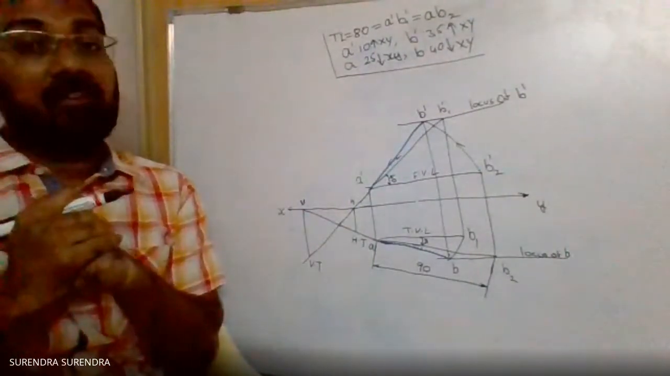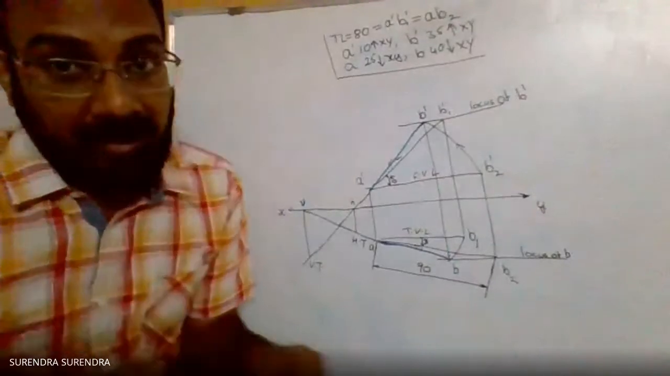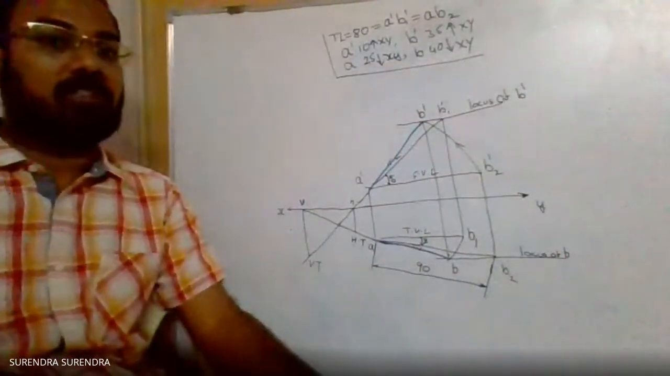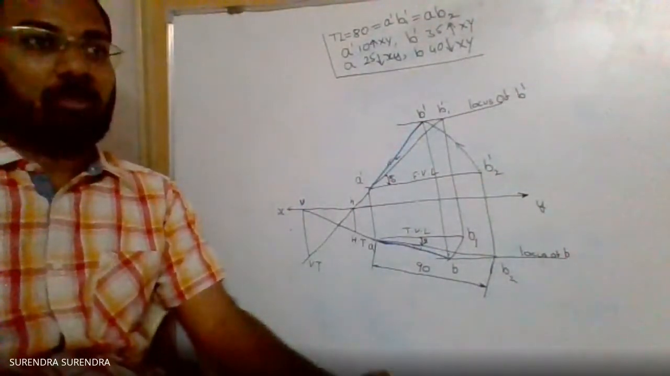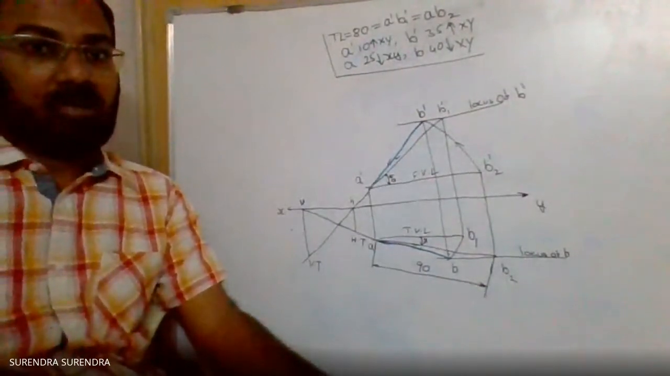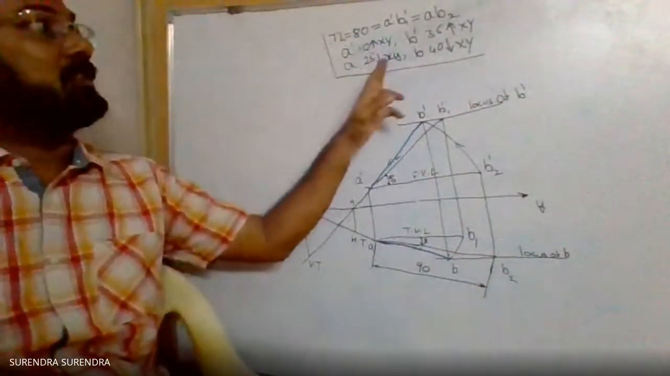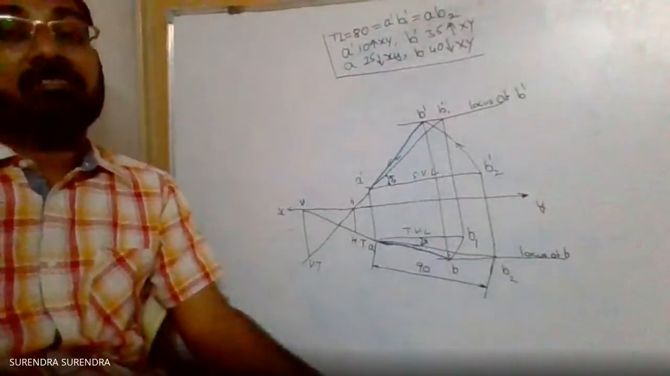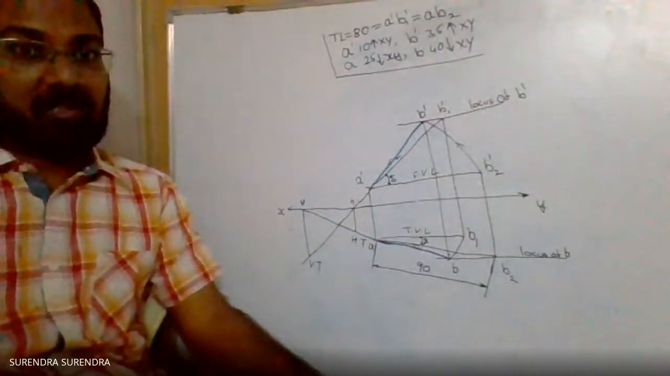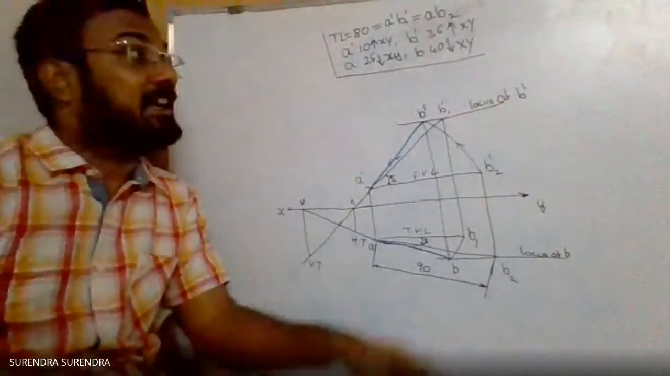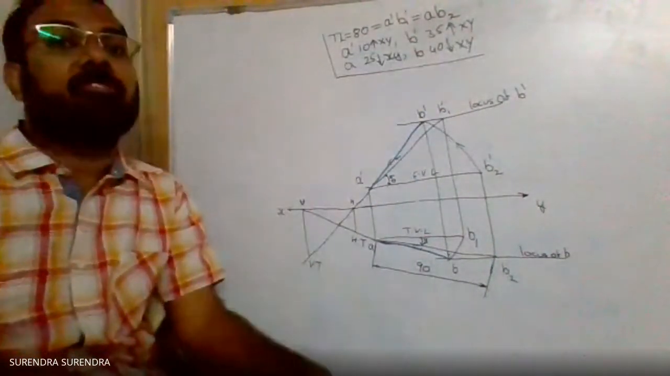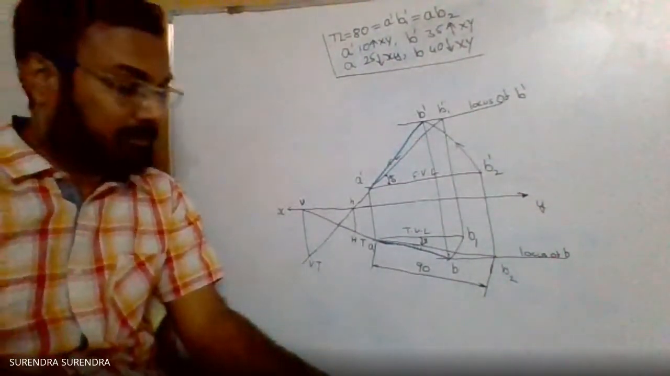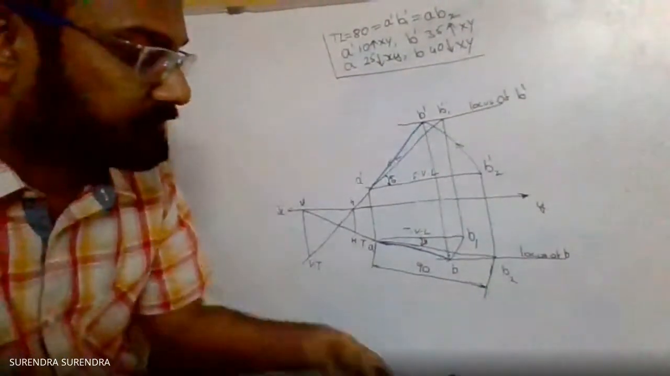So compare the data given in the previous problem. It was true length of the line, true inclination, and distance of one point from the reference line. One point means A dash and A is given. So only 5 values are given. Here, the same 5 values are given, but the given values are different. Instead of giving theta and phi, the inclinations of the line with the horizontal plane and vertical plane, he has given the data of the point B from the reference planes. So how to start this problem?